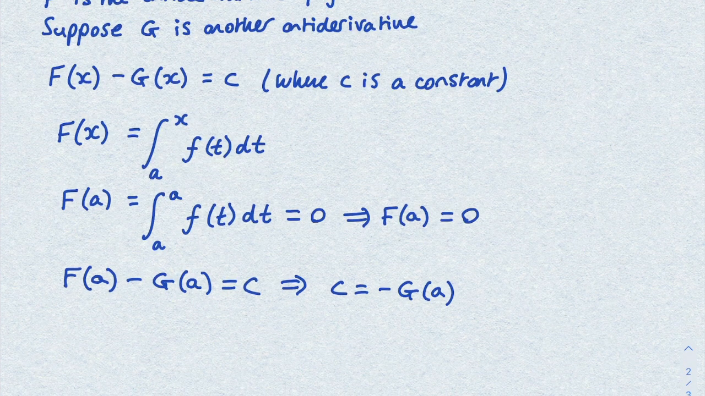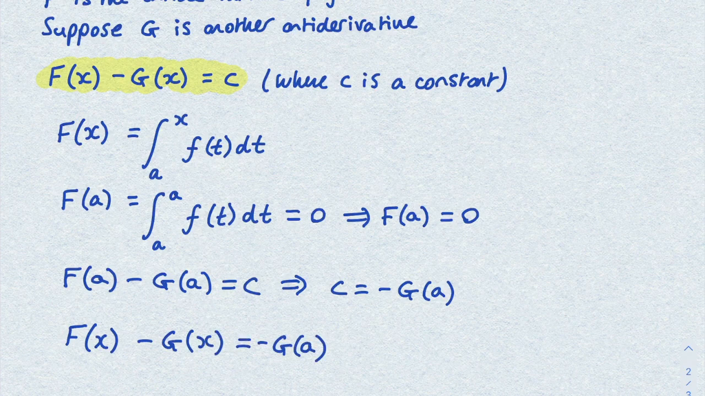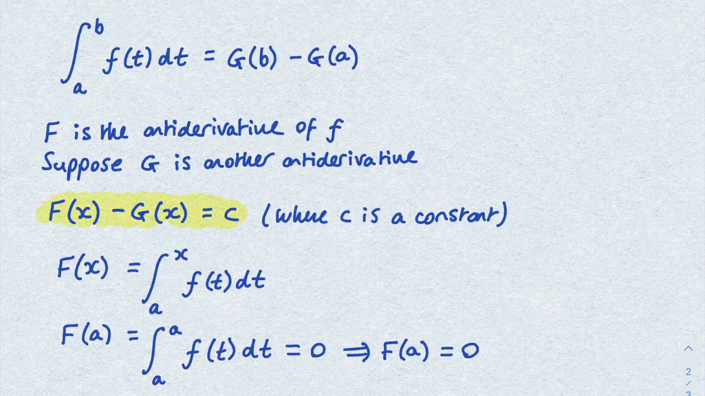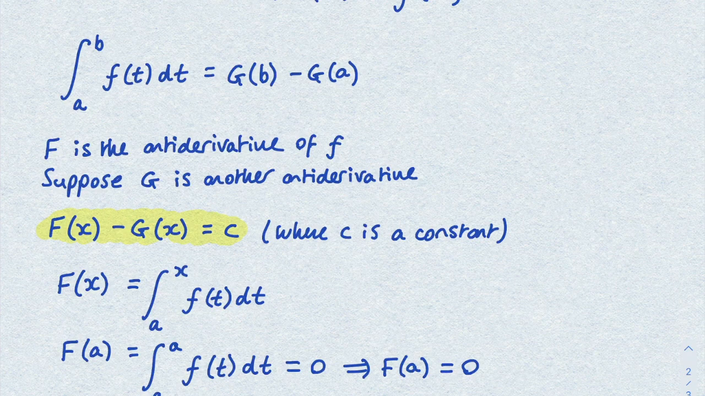So now we can actually go back to this first statement that we made up here. When we take the difference between two antiderivatives F and G, we end up with some constant c, and that was at a point x. So if c equals minus G of a, we're going to get F of x minus G of x equals minus G of a. Now, if we look at the theorem, we need to prove that the left-hand side, so the integral from a to b of lowercase f of t, integrating with respect to t, equals the difference between G of b and G of a. So we need to think, how are we going to get to this result here?